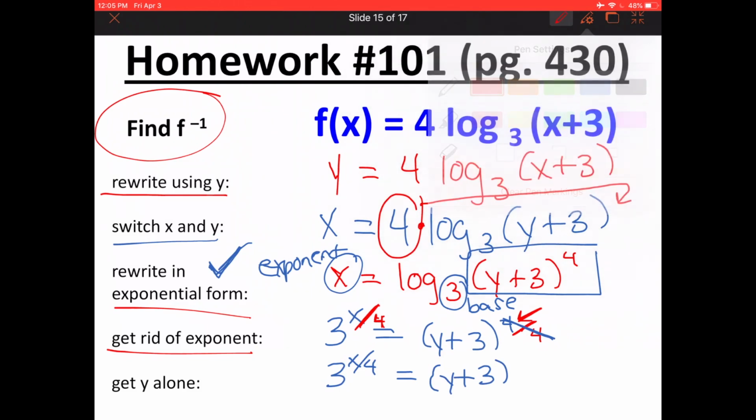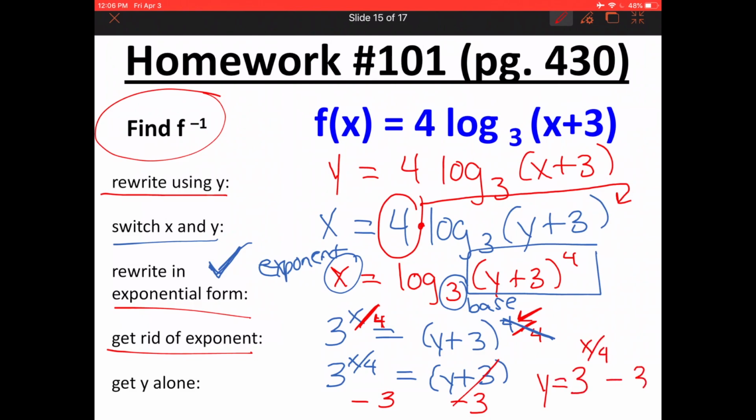And so my last step, guys, to get y alone is just subtracting this 3. They cross out. So my final answer is going to be y equals 3 to the power of x divided by 4 minus 3. And that would be my final inverse answer here in the bottom right. Okay? And I know this one was a little bit tricky. You'll have one on your homework to have some practice with that as well.